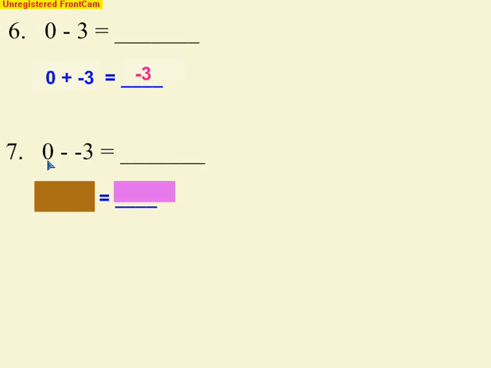Okay, another one here. 0 minus negative 3. Minus a negative changes to a single positive. So we would rewrite this 0 plus 3. Anything plus 0 equals itself. So we're going to get a result of positive 3. That is what we do to add or subtract integers.